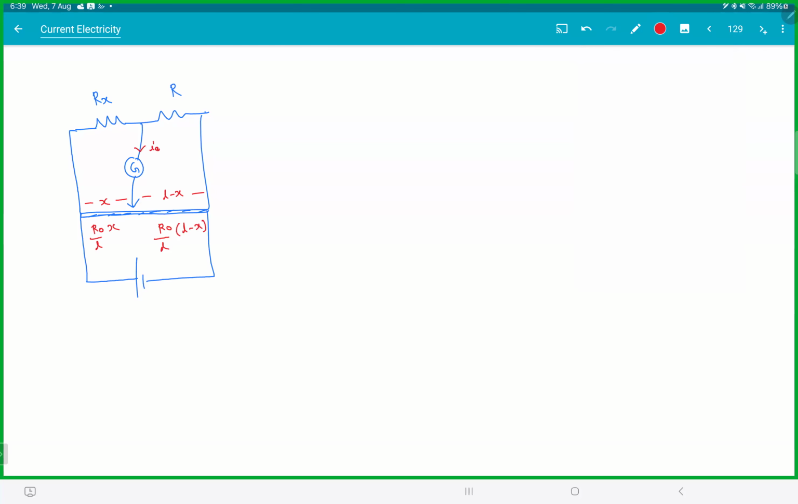And you're telling me the bridge's balance of current is zero. Is this a Wheatstone bridge? If the current in the middle resistor is zero, that means this by this should be equal to this by this. So when the bridge is balanced, this is a Wheatstone bridge. Or else the current won't be zero there. So Rx by R naught by L into X is equal to R by R naught by L into L minus X. So the unknown resistance Rx will be R into X by L minus X. There.